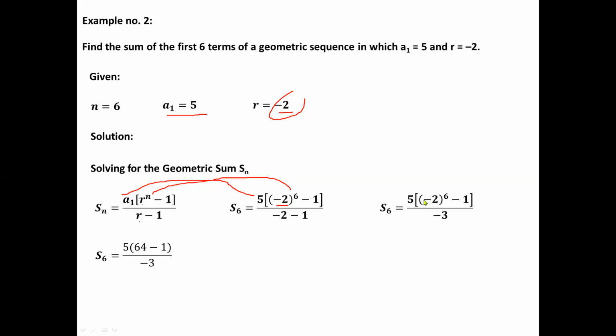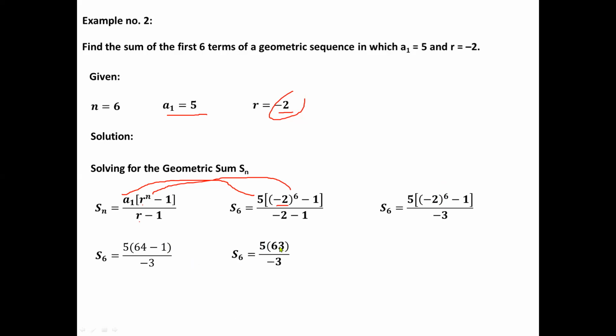And then, if the given number is negative and the exponent is an even number, definitely the result will be positive. Pero kung odd number ang ating exponent, magiging negative ang result natin. Okay? Kaya lang, ang number natin na negative is naka-raise sa even power. That is why we will have a result of positive. That is why naging 64 minus 1 na ito. Okay? 64 minus 1 is 63. Tama?